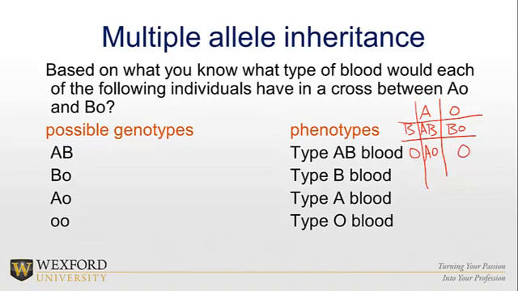And once again, this is what we see. If we have a type A person who is heterozygous for type A, but A is dominant here, and we have a type B person who is heterozygous for type B, the offspring could be any of the four phenotypes: type AB, type B, type A, or type O.